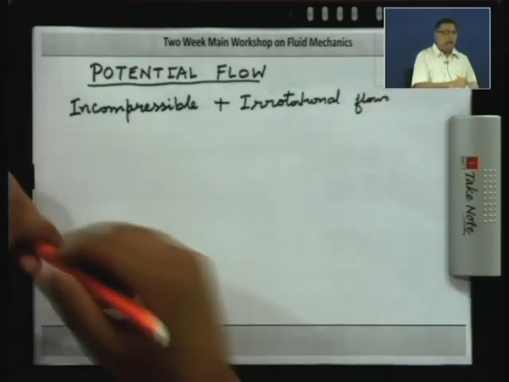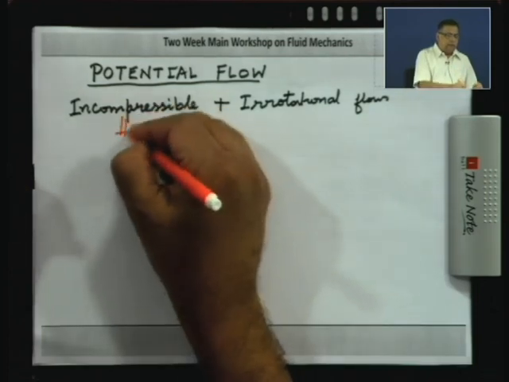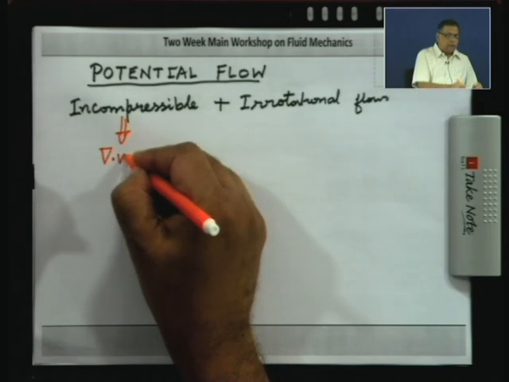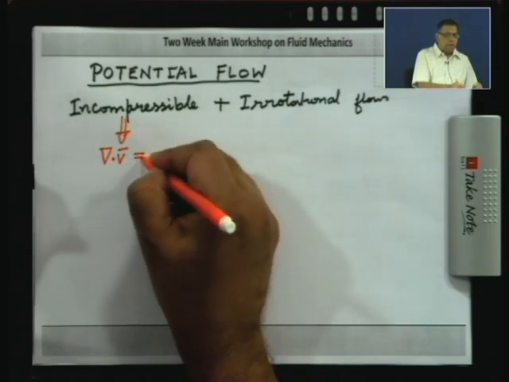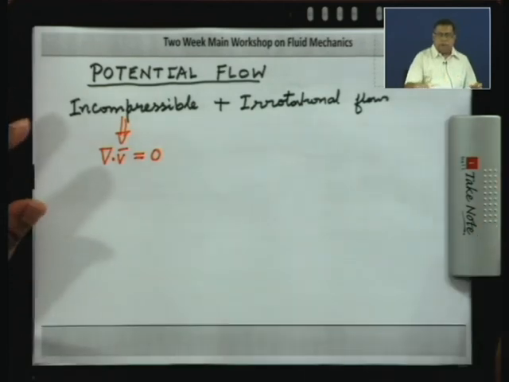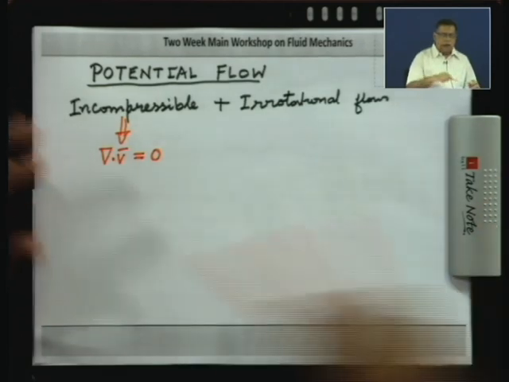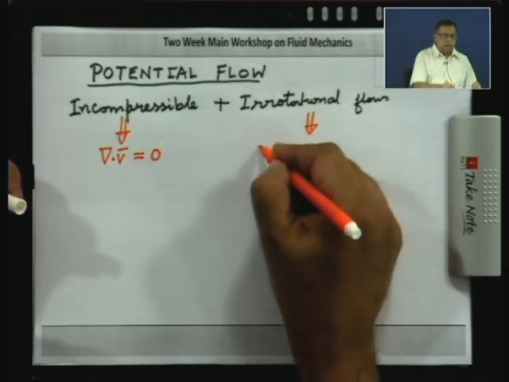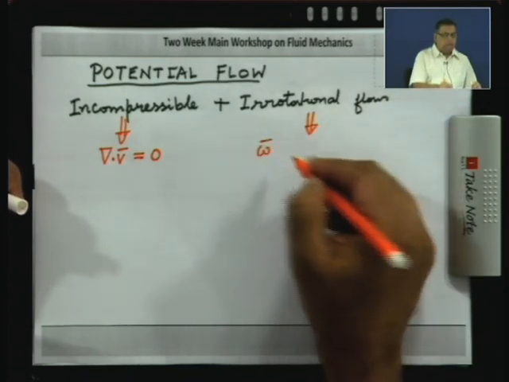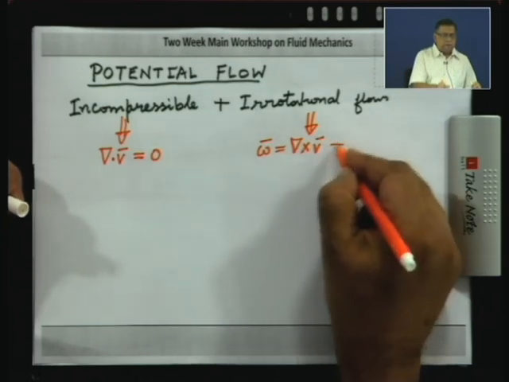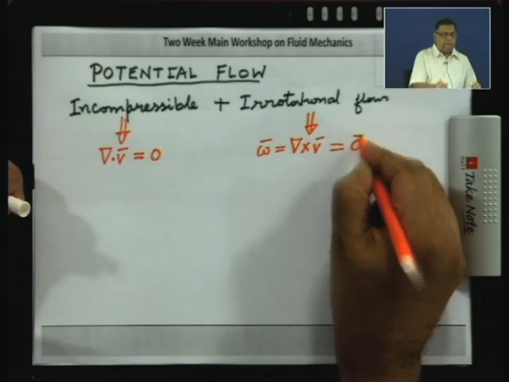Now, you have seen that incompressible means that your conservation of mass reduces to divergence of V equal to 0, where V is your velocity vector. And you have also seen that irrotational means that the vorticity, which I will denote by small omega, which is the curl of the velocity field, is equal to 0.